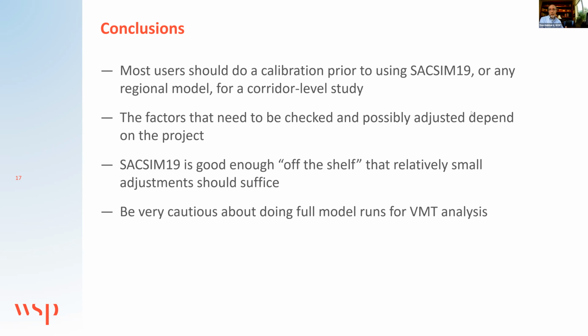What we were checking was specific to managed lanes. If I was doing a transit project, I would have been checking a different set of things. SACSIM 19 is good enough off the shelf that relatively small adjustments should suffice. The sorts of changes that we made are relatively small. We didn't have to change the structure of the model, and didn't fool around with the land use or anything. It was close to begin with. We were just doing the final adjustments.